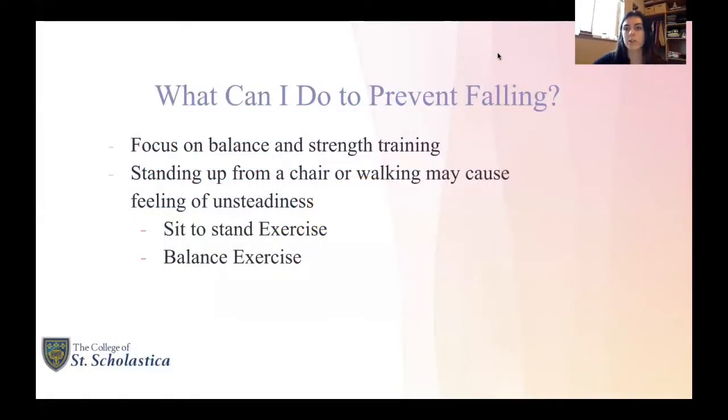To prevent falling, you can implement 2 things into your activities of daily living that work on balance and strength training. The following exercises are for those who are low risk to a fall and are able to stand without the help from others. The sit to stand exercise and the balance exercise build leg strength while improving body mechanics and balance, which are all important in reducing falls.